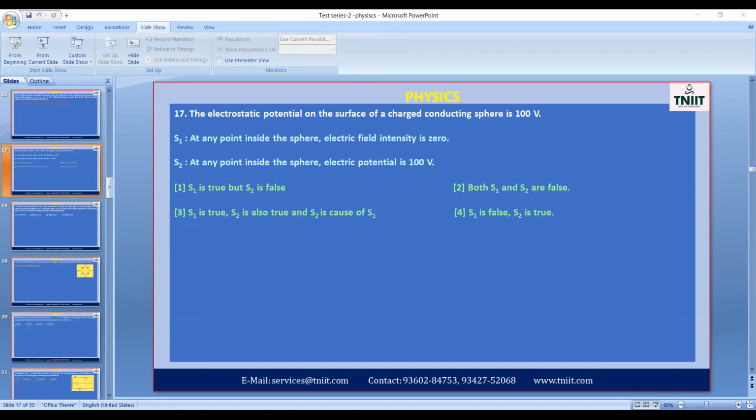So where is that? Definitely it is there in option 3. S1 is true, S2 is also true, and S2 is the cause of S1. Yes, because you know that electric field is nothing but the potential gradient, dV by dx. If potential is constant, then the derivative of a constant is 0. So if potential is constant, then the electric field value will be 0. So option 3 will be the right answer.